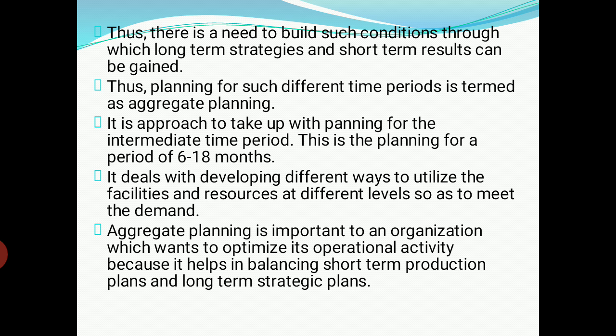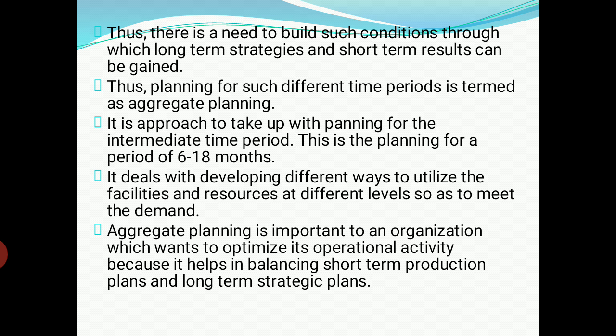Thus, planning for such different time periods is termed as aggregate planning. It is an approach to planning for the intermediate time period. This is planning for the period of 6 to 18 months. It deals with developing different ways to use the facilities and resources at different levels so as to meet the demand. That means whatever the different ways may be of using the existing facilities or resources at different levels, so that we can meet the demand that is supposed to rise somewhere after 6 to 18 months.